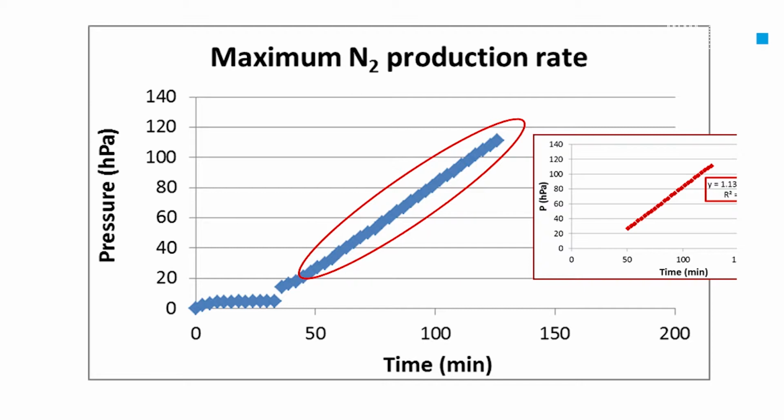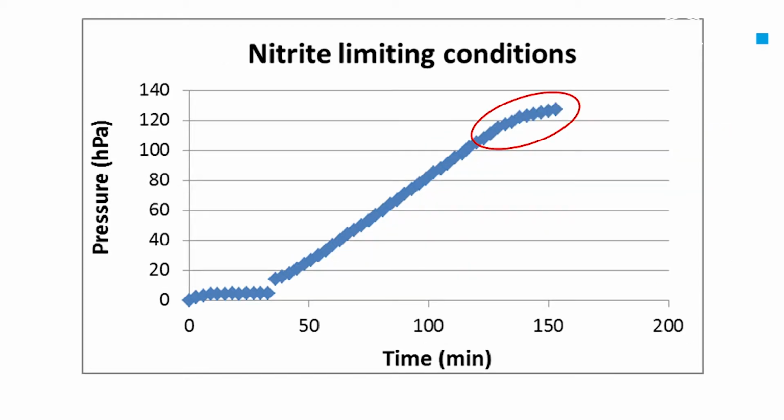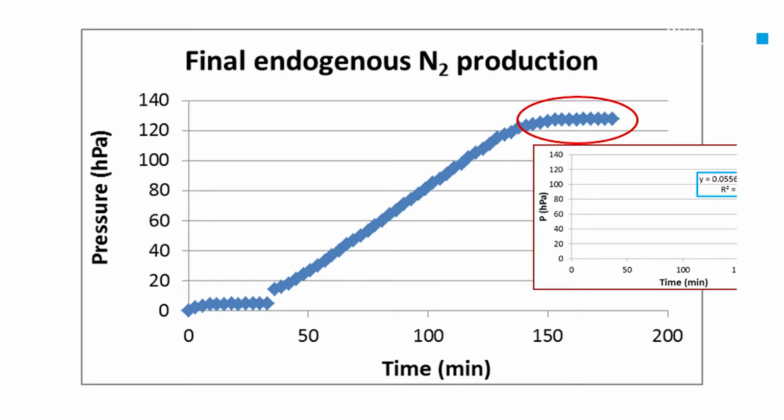When the nitrite concentration becomes limiting, the slope of the pressure curve will start decreasing due to a slower Anammox reaction kinetic rate. Once the nitrite is fully depleted, the pressure increase will stop and become stable with a slope similar to the one observed during the initial endogenous phase.